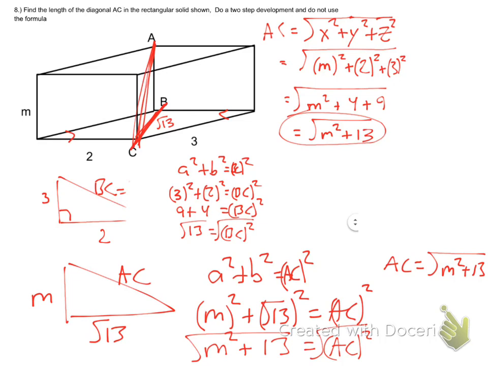You need to know how to do both. They were very nicely given to you. Break it up into two pieces, or check your work by using the formula, a squared plus b squared, or x squared plus y squared plus z squared with a square root over it.